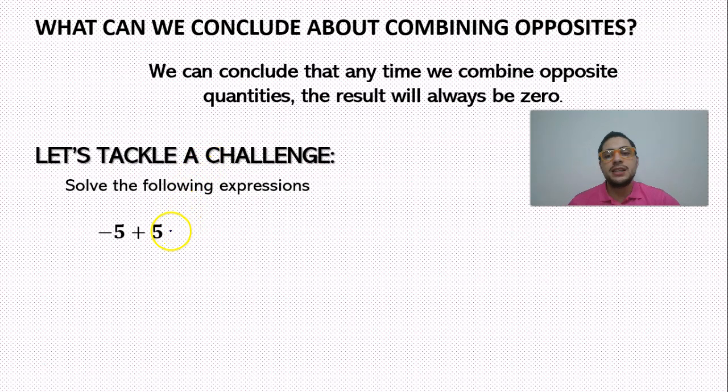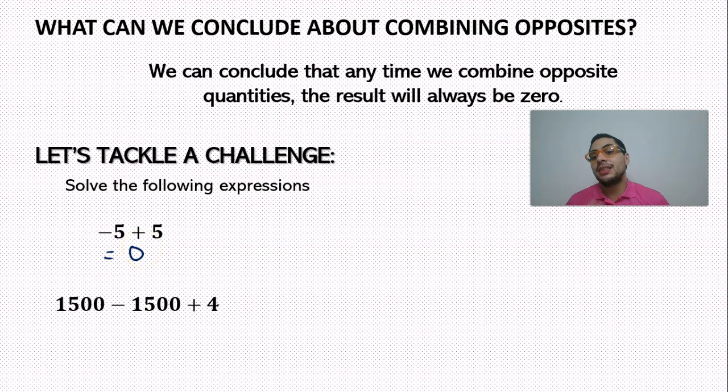So the first one is -5 plus 5. Again, we have 5 and 5, and we have negative and positive. So they are complete opposites, and the rule says that whenever we have two numbers that are opposite, the answer is going to be 0. So -5 plus 5 is equal to 0.